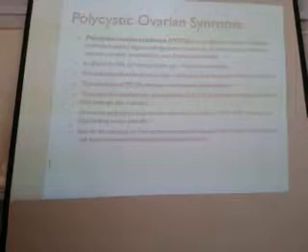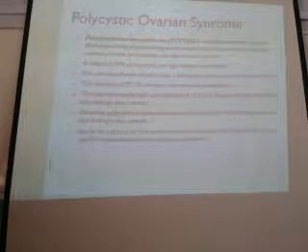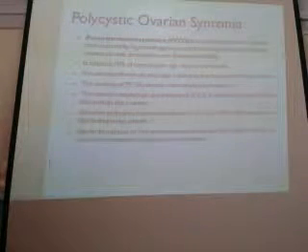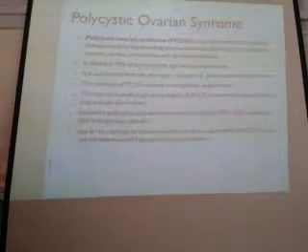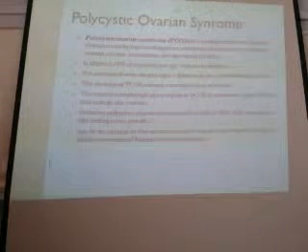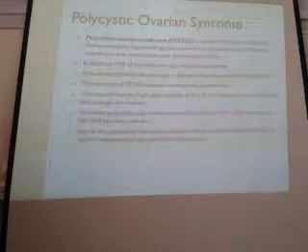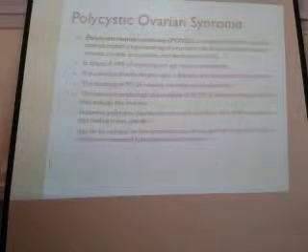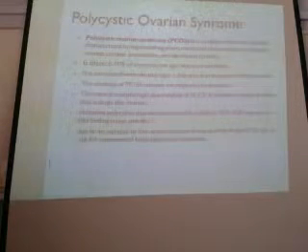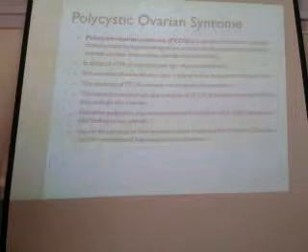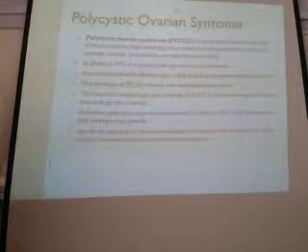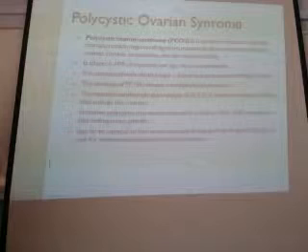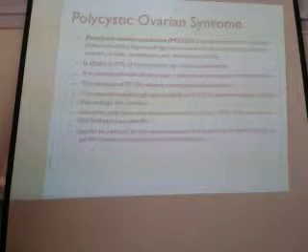Third is polycystic ovarian syndrome. Polycystic itself is telling there will be multiple cysts. Complex endocrine disorder characterized by hyperandrogenism, menstrual abnormalities, polycystic ovaries. So, the etiology is still unknown, and it usually is associated with obesity, type 2 diabetes, and premature atherosclerosis.